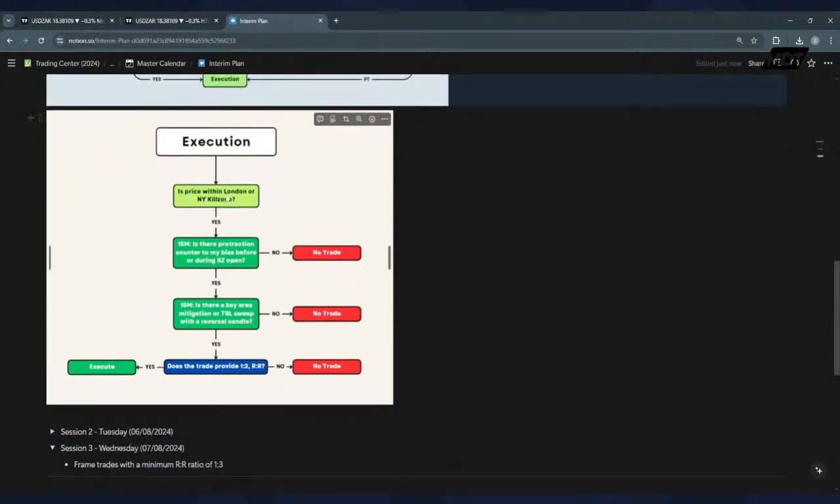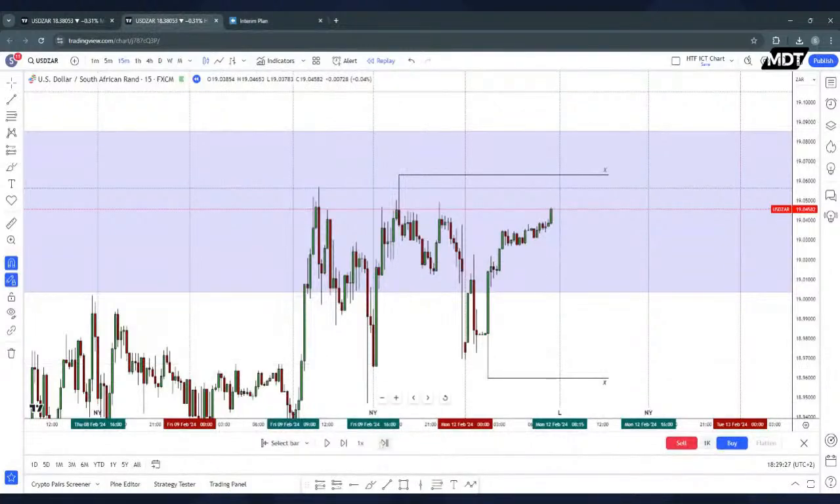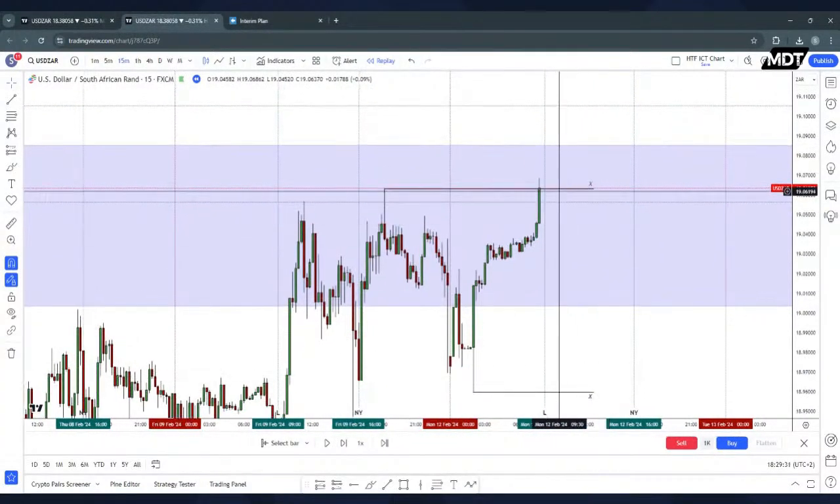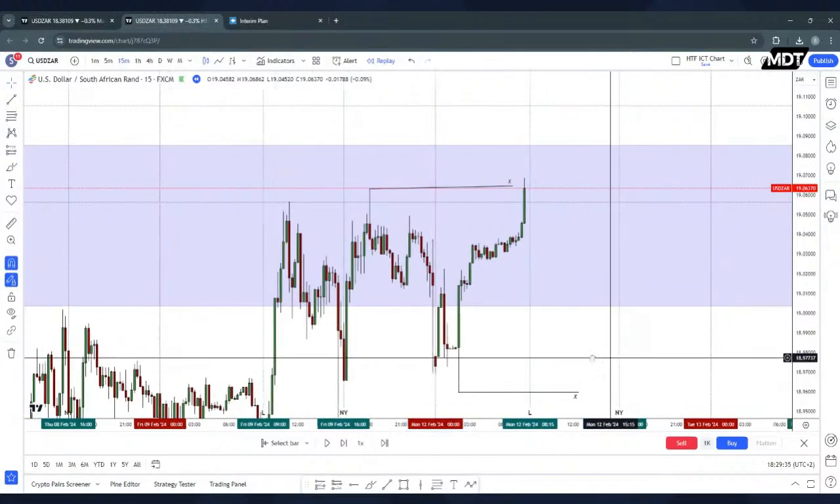Execution, are we within kill zone? We are. Traction, we do have. And then obviously we just went through this last criteria. Then we're just going to frame the trade to see if it achieves 1:3, remember, for this session. And if we do have that, then we can put on the trade. So let's see. So we have run that liquidity pre-session open.